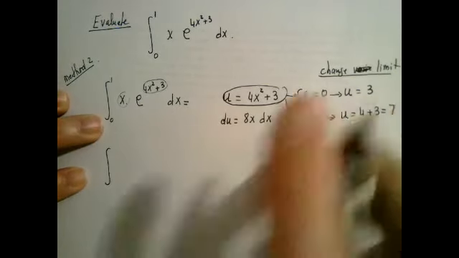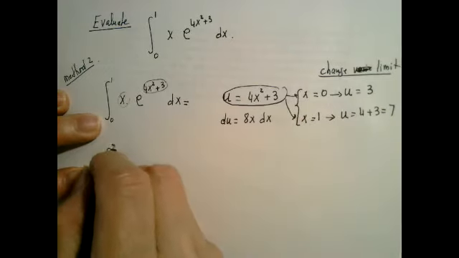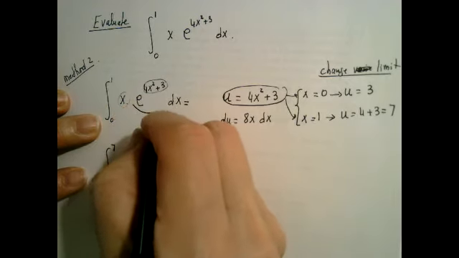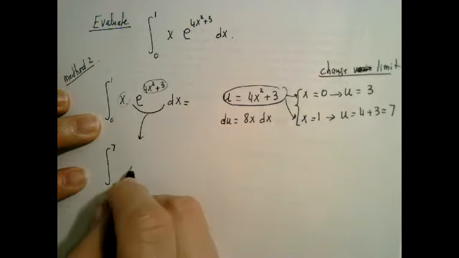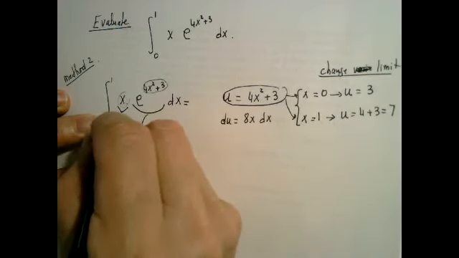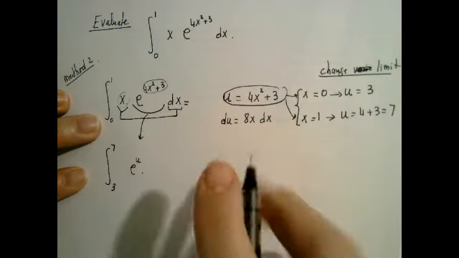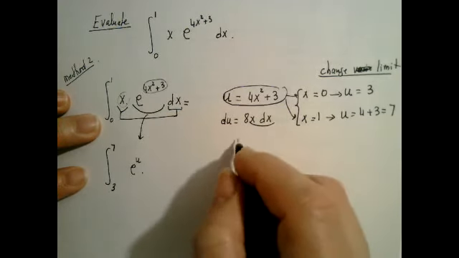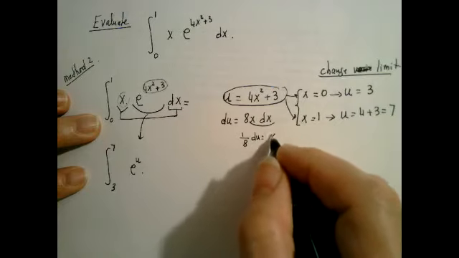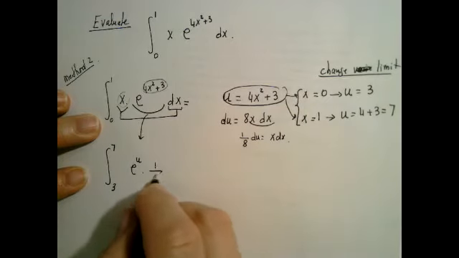So 0 turned into a 3. The 1, we turned it into 7. I took care of the limit. Now the inside. This piece is the easy one, is e to the u. But now here I have the x dx. I go back here, my x dx is 1 over 8 du. This is my x dx. Okay, so it's become 1 over 8 du.